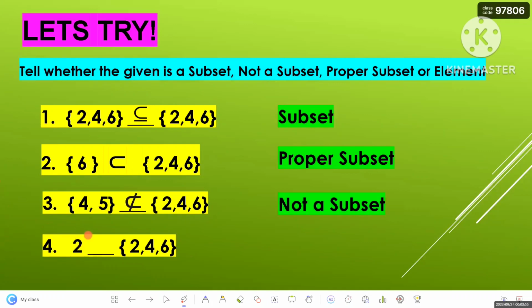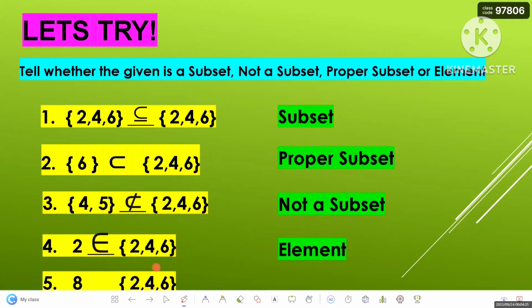Makikita mo itong number 2 wala siyang subset o wala siyang curly bracket. Pero yung sa kabila naman, meron siyang curly bracket. So, as you can see, ano ang tamang sagot niya? They are all elements. E stands for elements. Bakit elements? Kasi remember, yung previous discussion natin, all set inside the curly bracket are the elements. Even this 2, this is also an element. Kaya ang sagot niya is elements.